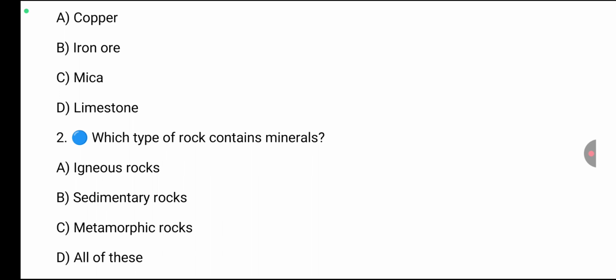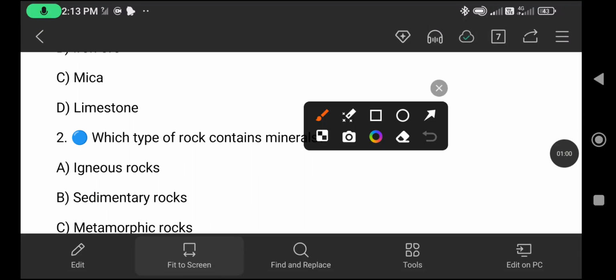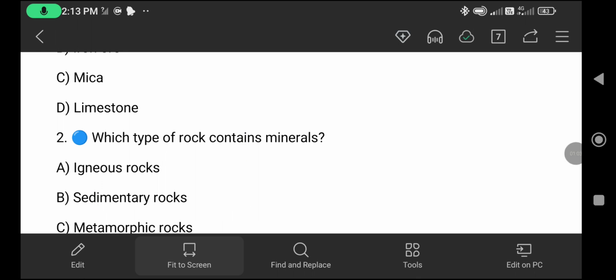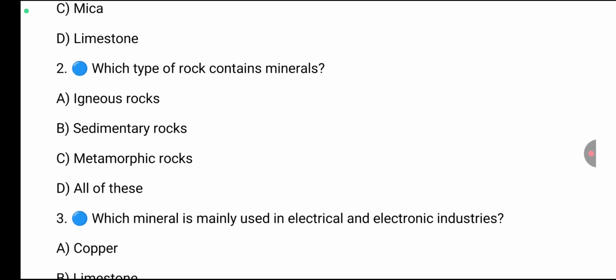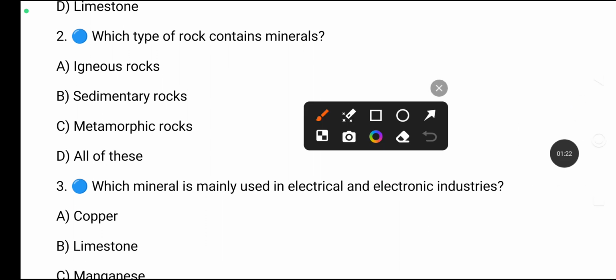Next question is given here. Which type of rock contains minerals? Igneous rock, sedimentary rocks, metamorphic rocks, all of these. Answer will be D, that is all of these.